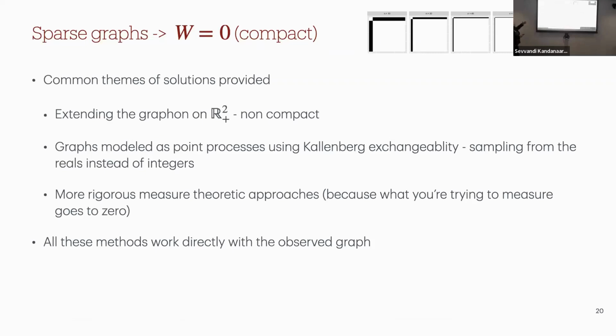So just going over the common theme, this is the problem where everything goes to 0. Extending the Graphon to the positive quadrant, where it's non-compact, is one of the ways to go. And then modeling graphs as point processes, so modeling graphs on the continuous 2D plane instead of on the discrete space, is another way to go, but then they use Kallenberg exchangeability and more measure theoretic approaches. So all these things work on the directly observed graph.